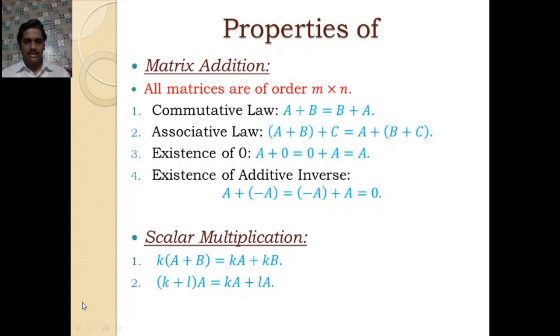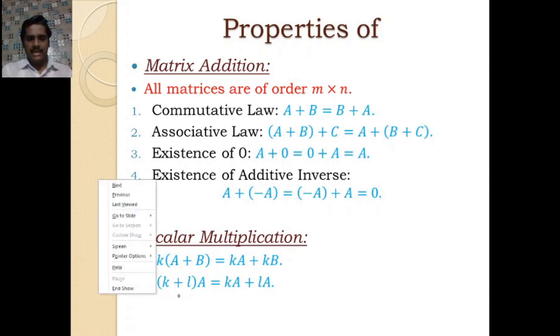Let's see next. Here is your second property of scalar multiplication. (K plus L) into A is equal to K times A plus L times A. What we have here is two scalars K and L added together, and we have a matrix A outside. And what is happening here? This A is distributing over addition of scalars. K multiplies with A, then L multiplies with A, and there is a matrix addition in between.